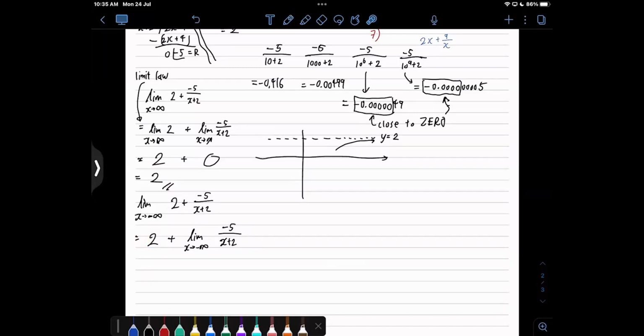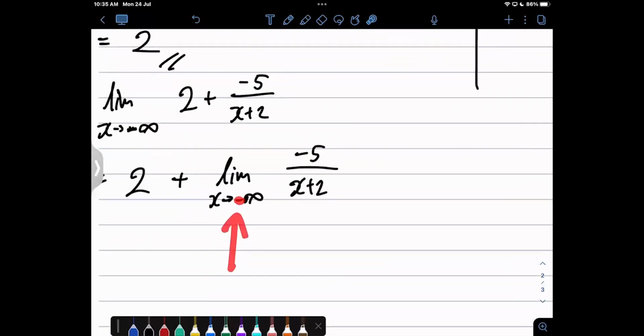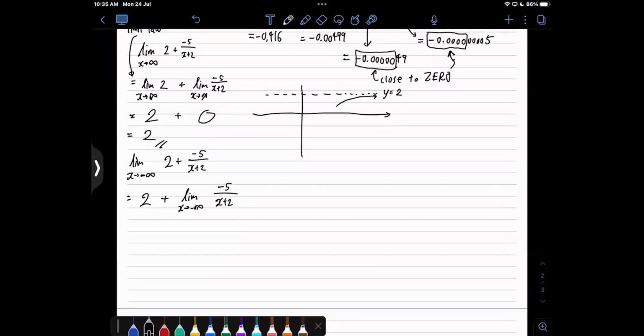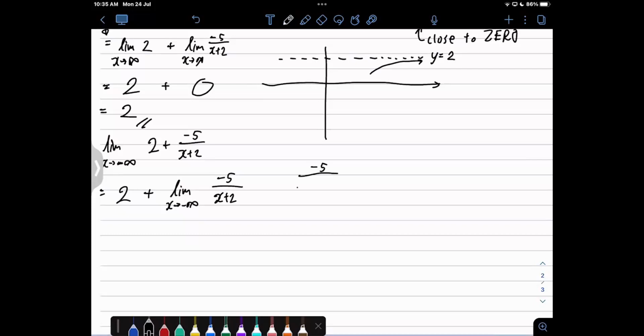Yeah. But here I'm just changing it to negative infinity. This x arrow negative infinity is saying x is getting closer and closer towards negative infinity, but never exactly equal. Then we see what value this function will approach. So let's just do the same experiment. Now this time it's negative 5 over negative 10 plus 2 versus negative 5 over negative 1000 plus 2. You make the x smaller and smaller, then negative 5 over negative 10 power 6 plus 2, and so on. I think this is good enough.